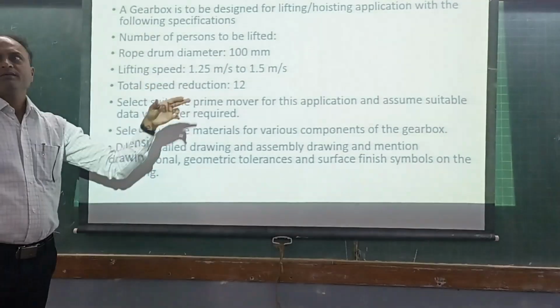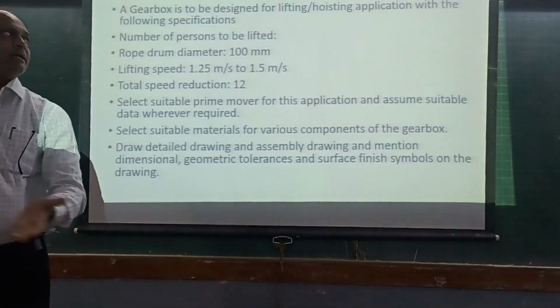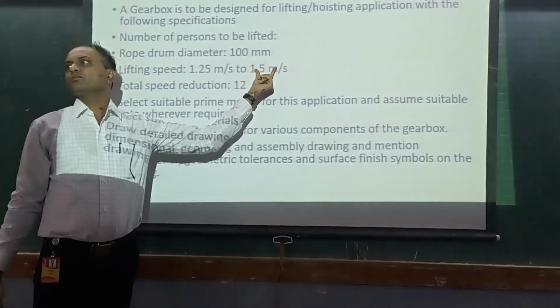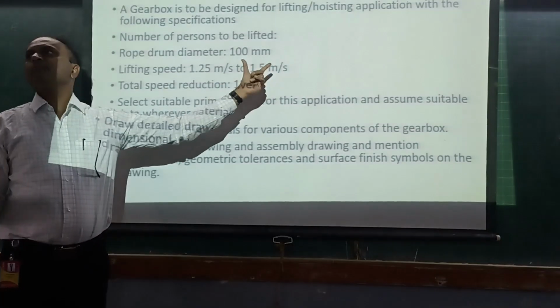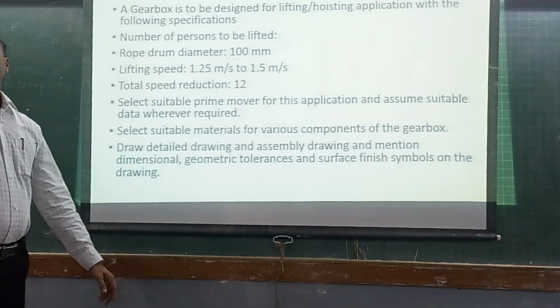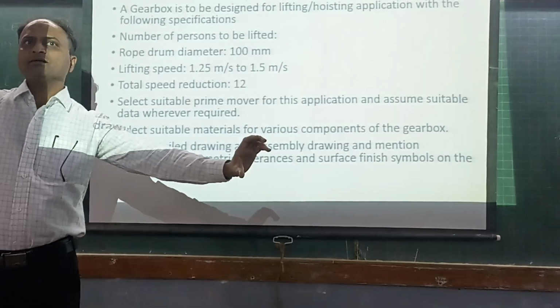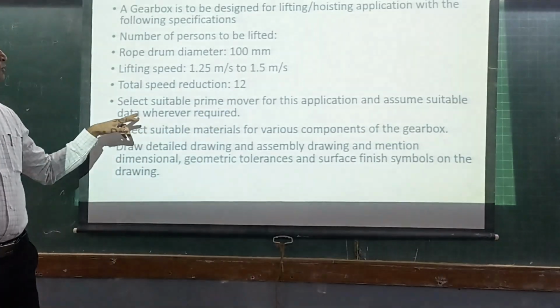Then lifting speed, the speed at which the lift is to be lifted. That speed is given as 1.25 meter per second to maximum 1.5 meter per second. That means you have to design it in such a way that the speed remains in between these two values. Total speed reduction, that means gearbox input speed and output speed. The total reduction has to be 12. That is also input given.